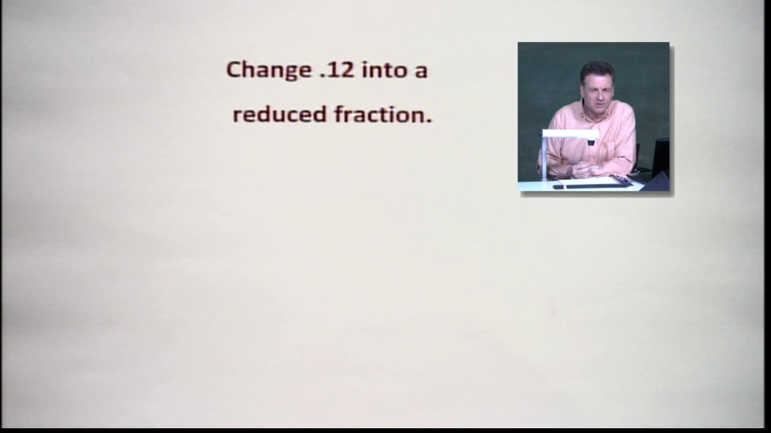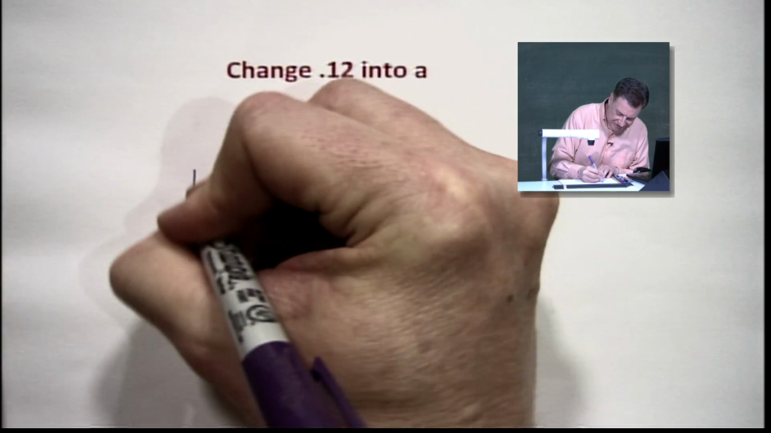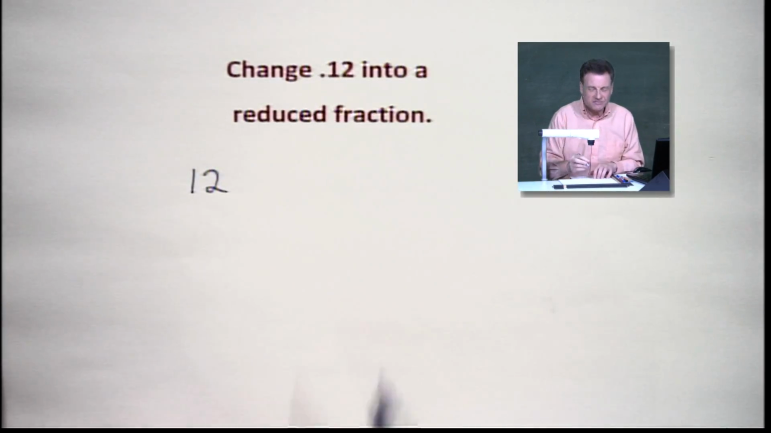Let's take a look at our next one here. It says change 12 hundredths into a reduced fraction. Change 12 hundredths into a reduced fraction. You say, Ernie, it sounds like we're writing 12 over 100. Well, you know, that's exactly what we're doing, folks. That's exactly where we're going. So that's what we have to understand.